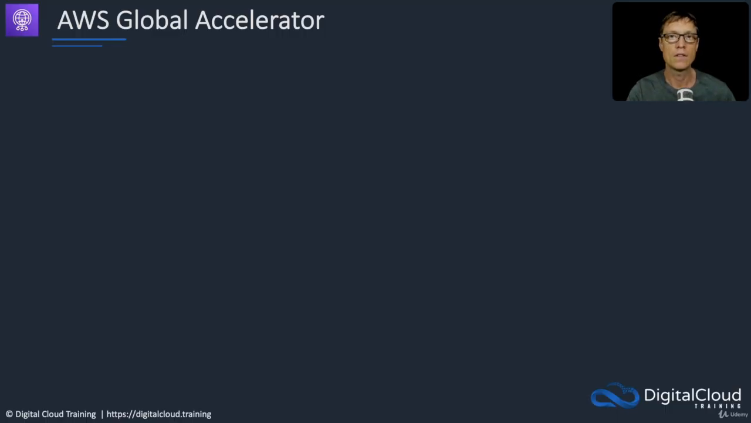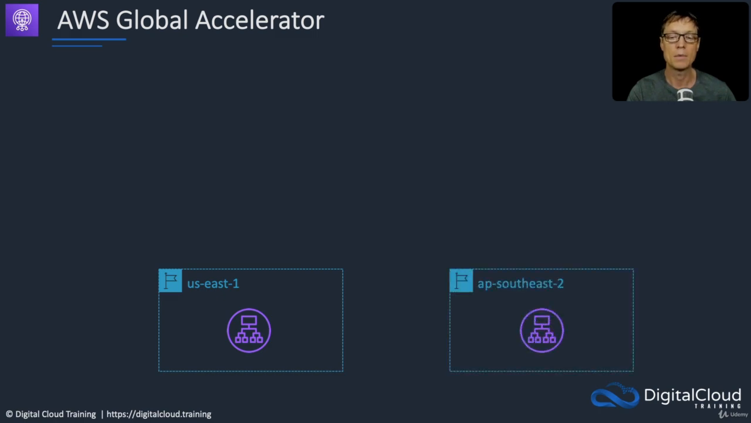So let's have a look at the architecture. Let's say we have an application running in US East 1 and another one in AP Southeast 2. Now it's the same application and it's running behind an application load balancer in both regions. And what we want to do is direct our users to the region that's closest to them and that is healthy as well, that's actually operating.